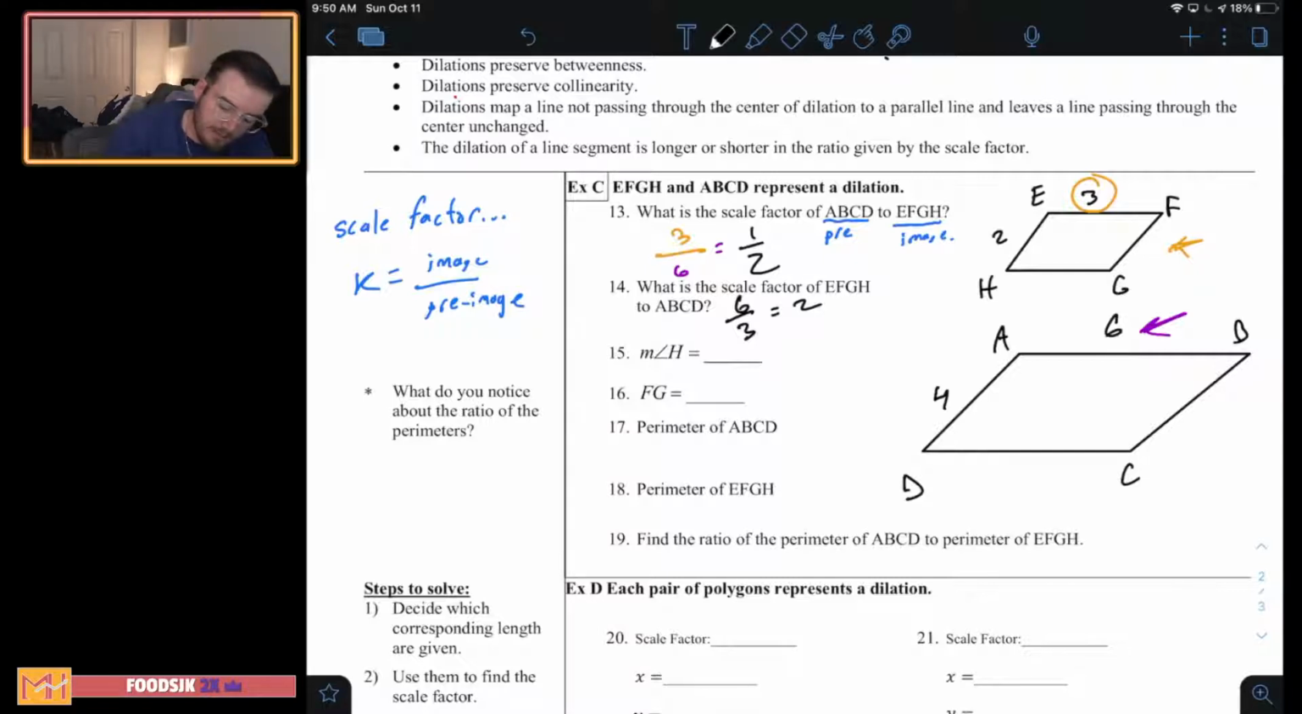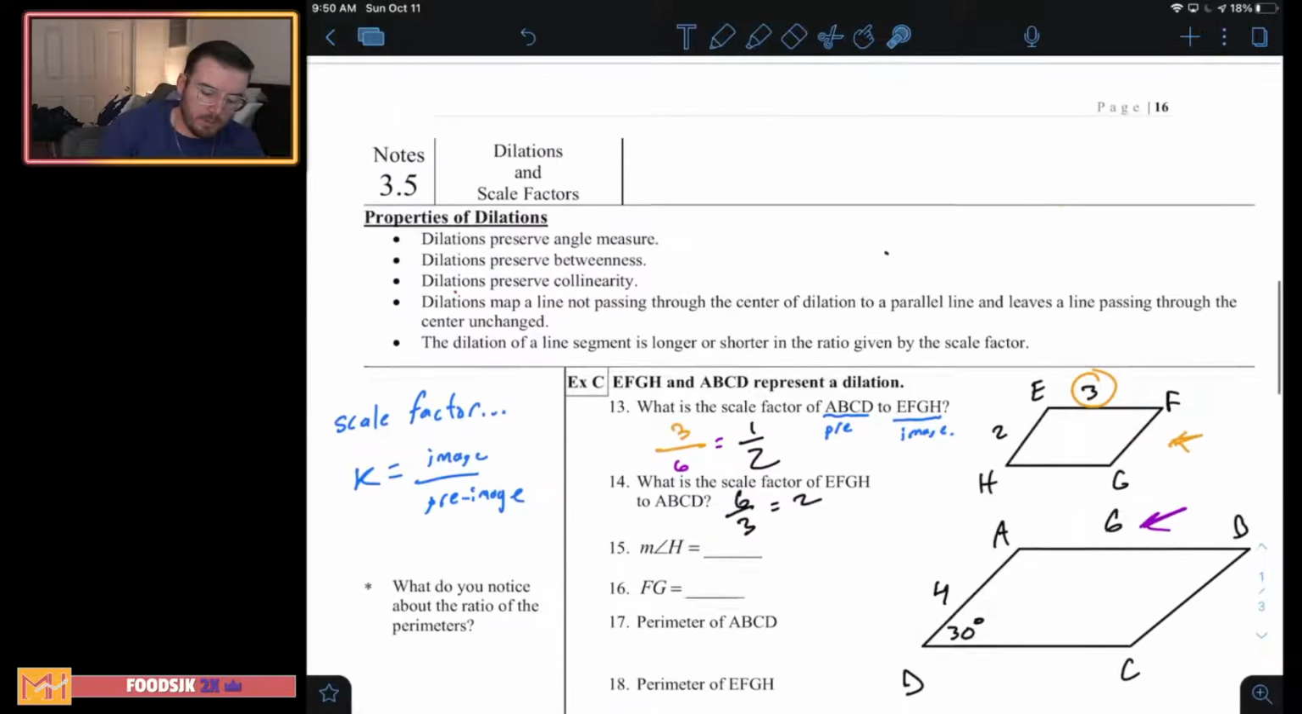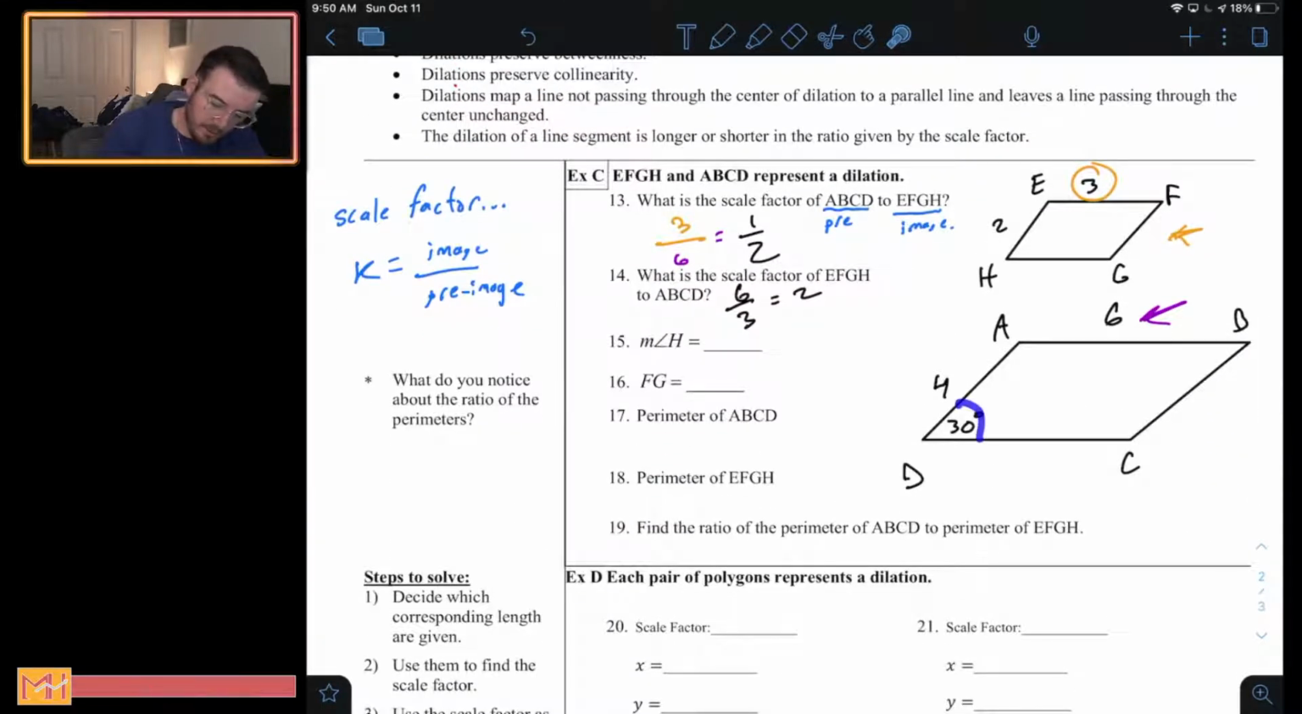Oh, something that I didn't write in here that is given to you, that is 30 degrees. I forgot to write that one in. So I gave you two sides and an angle. So we need that to answer question 15. What is the measure of angle H? Well, what we just realized from above is that angles stay the same. So if this angle is 30, when we shrink this shape down, this shape is just going to correspond with this one. So H and D match up. So therefore H is also 30 degrees.